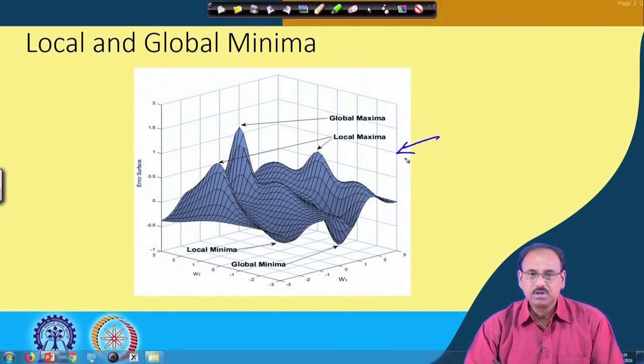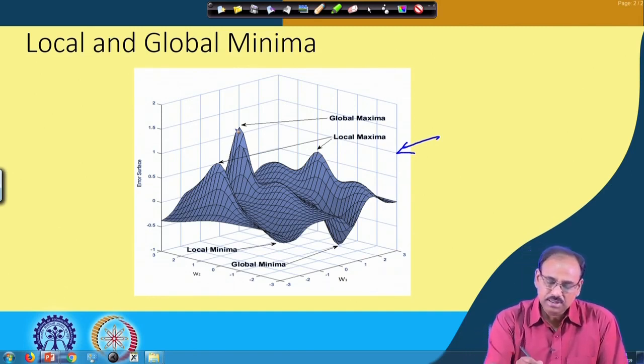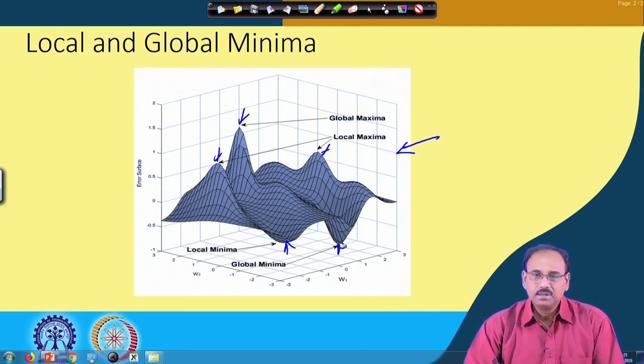So, I can have a loss function which is given over here. The nature of the loss function is somewhere over here. You find that this loss function has a number of maximas and also a number of minimas. A minima which is minima over all the minimas is the global minima. Similarly, a maxima which is maximum over all the maximums is the global maximum. So, we have local minima and global minimum, and we have local maxima and global maxima.